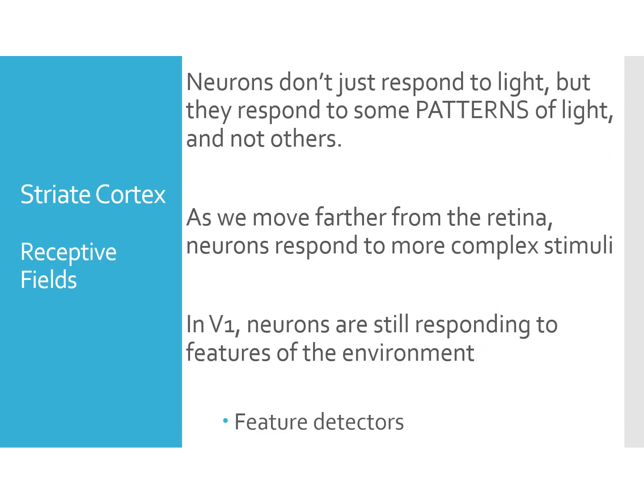I had some of this earlier, but I'm just repeating because I think receptive fields are really important. Neurons in the visual system are responding not just to light, but to some patterns of light and not to other patterns of light. As we're moving farther from the retina, those neurons are responding to more complex stimuli. In the striate cortex or V1, those neurons are still just responding to features of the environment, which is how they got this name of feature detectors. But remember, we're still pulling this apart into features. We need to put it back together, right? I want to see tables and chairs and animals and people. So we need to send this on for higher level processing.